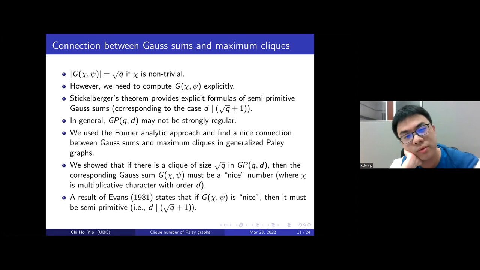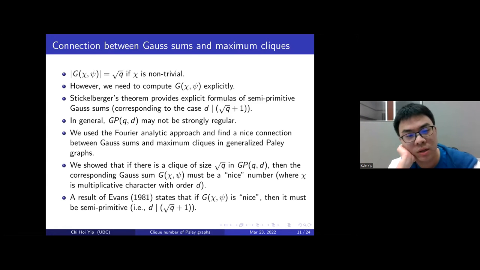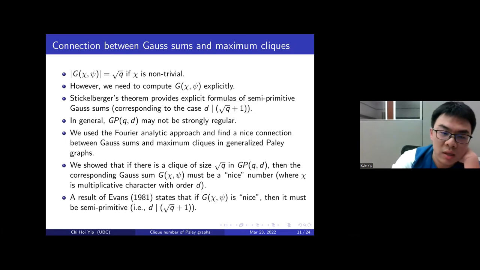So basically, we would like to see some connection between maximum cliques and Gaussian sums. Even if we can't explicitly compute the Gaussian sums, at least we can gain some information about their properties based on the maximum cliques. And we can show that if we have a clique of size square root q in the generalized Paley graph, then the corresponding Gaussian sums must be really nice.